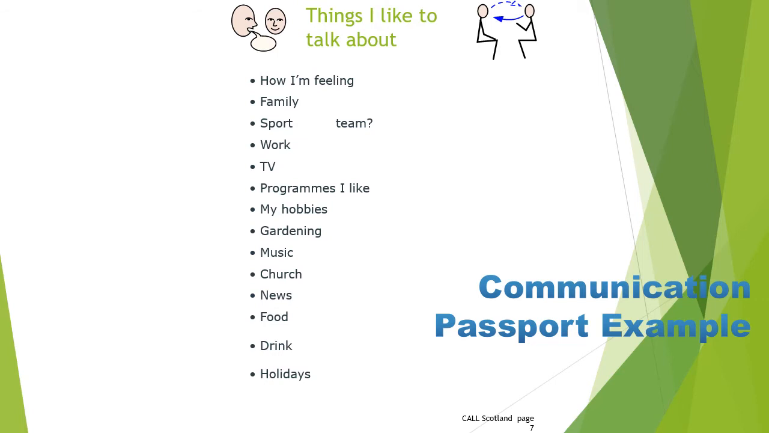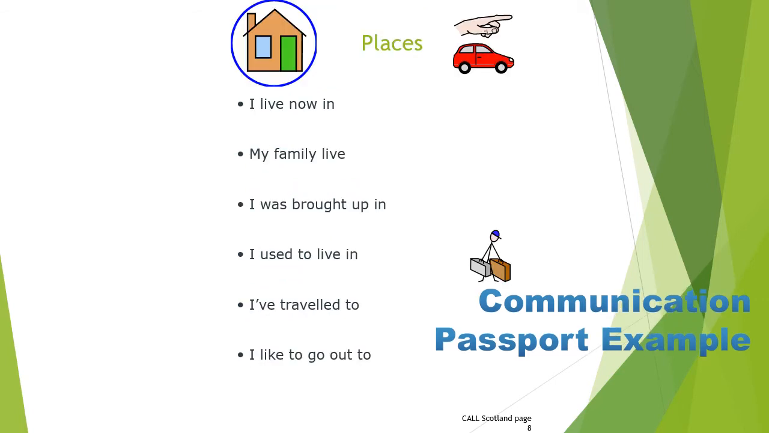Do they like gardening, music? Do they go to church? Do they like watching the news? What food they like, and what you can talk about, the drinks. Have they been on holidays? All these things are important so you can communicate with that person. This page is about places: where they live, where the family live, where they were brought up, where they used to live, where they've travelled to. They like to go out to different places, so all this is important to find out.